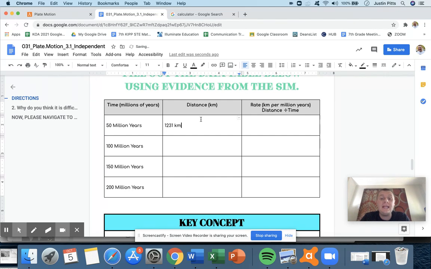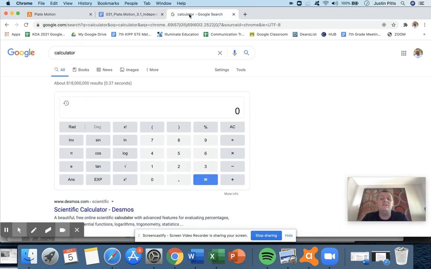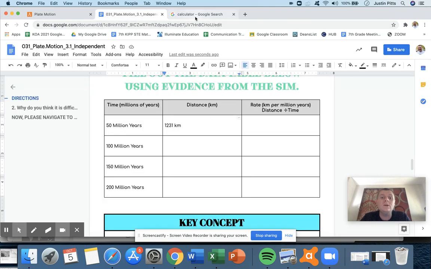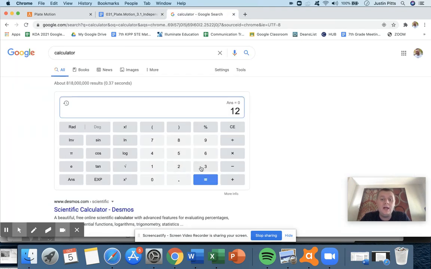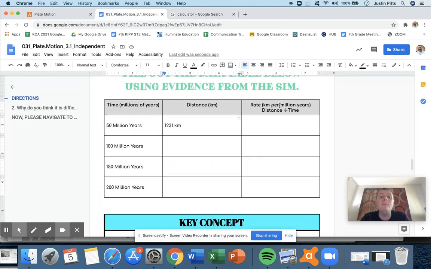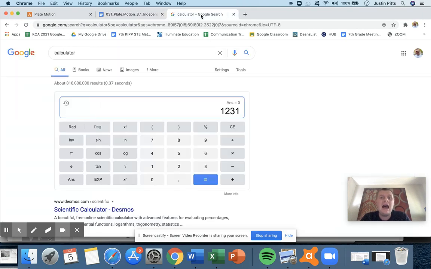Now, this rate you have to calculate on your own. It tells you to do distance divided by time. You can just go to Google Calculator if you don't have access to one. And my distance, let's go back and look at it, was 1,231. Now, it wants me to divide it per million years. Well, I have 50 million years. I'm going to go back to my calculator and I'm going to divide by 50.